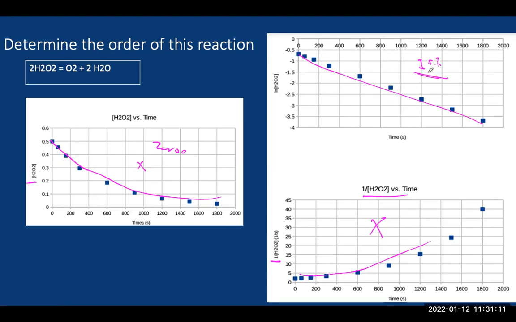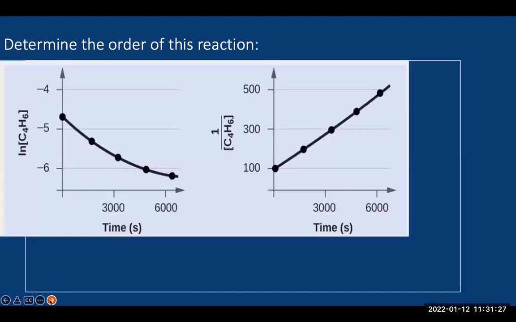If it's a first order, ln the concentration equals minus kt plus ln the initial concentration. So the slope will be minus k, and the intercept is ln the initial concentration. The last one.